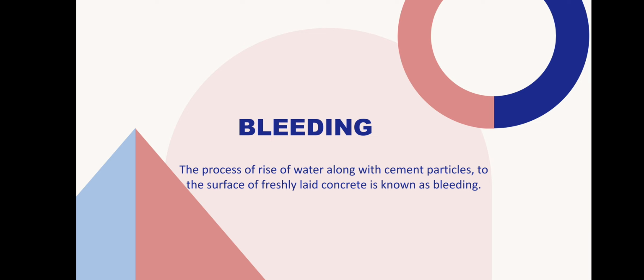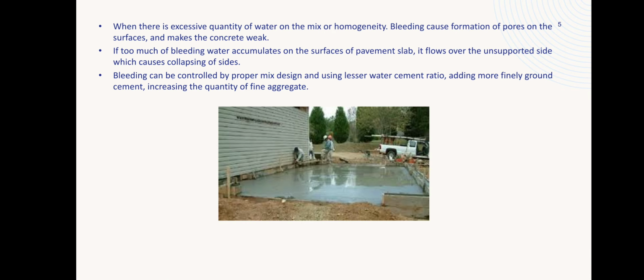We are all familiar with the term bleeding, but when it comes to the construction field, bleeding has a different meaning. Bleeding is the process of rise of water along with cement particles to the surface of freshly laid concrete when there is an excessive quantity of water in the mix or a lack of homogeneity. Bleeding causes formation of pores on the surface and makes the concrete weak.